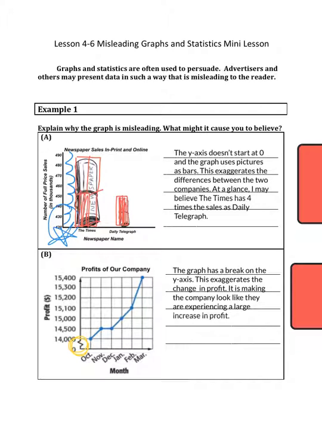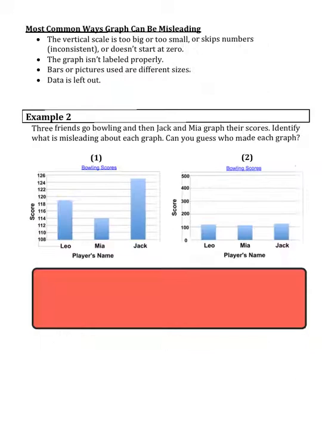Anytime you're looking at graphs and trying to figure out what's misleading, check that there's headings, check that there's labels, check the scales. And again, it's not necessarily that they're lying to you. It's just that the information is presented in a way to help you see it a certain way. In both of these cases, I would say it exaggerates the differences between the bars or the lines.